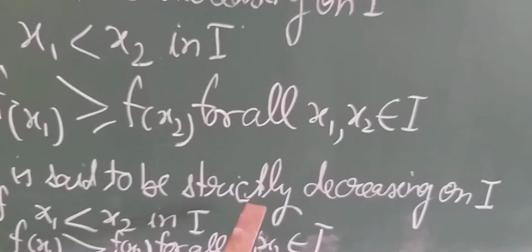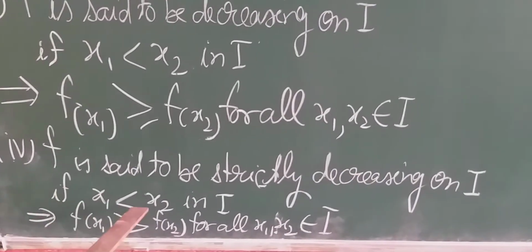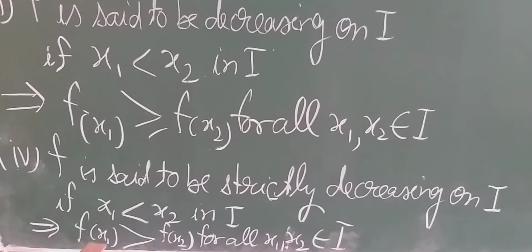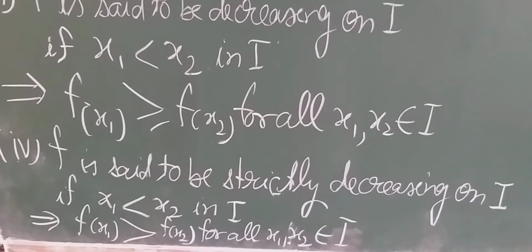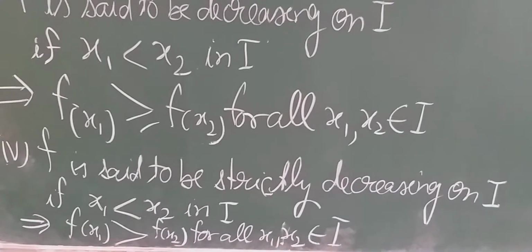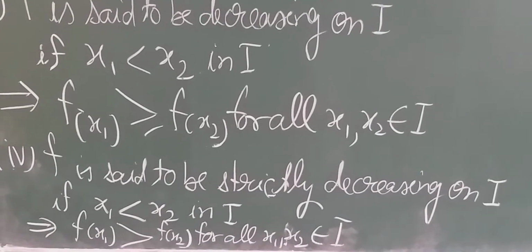F is said to be strictly decreasing on I if x1 less than x2 in I, but the value of the function at x1 is greater than at x2 for all x1, x2 belongs to I, then the function is called strictly decreasing.